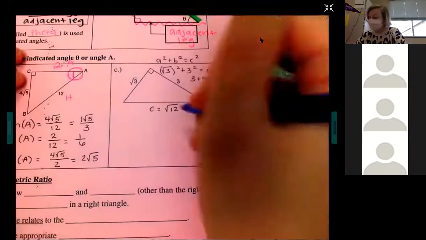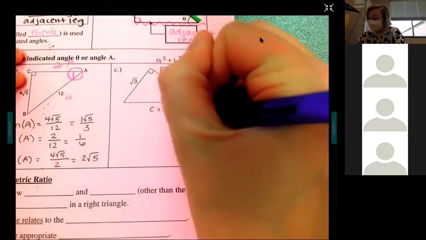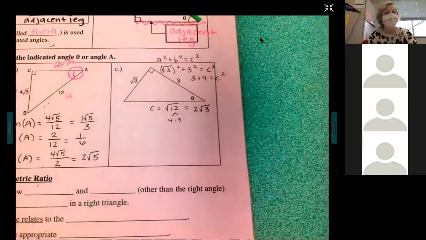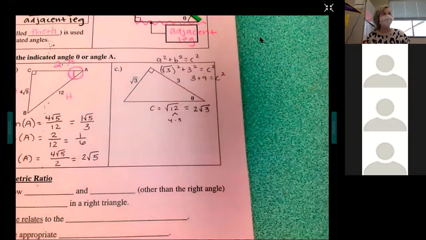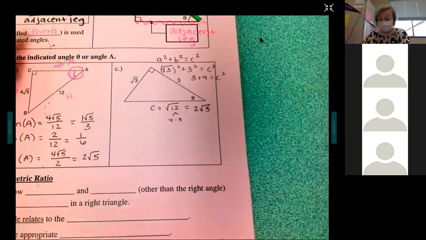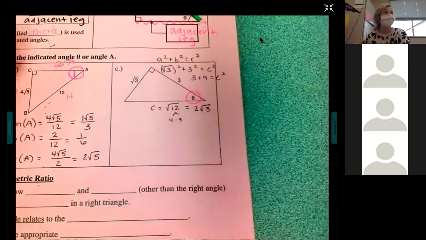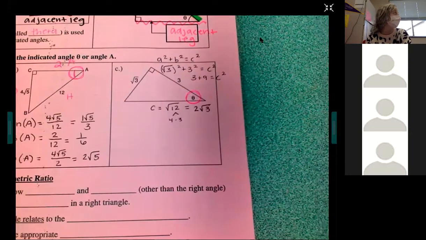So just to review, 12 breaks down into 4 times 3, and the square root of 4 is a whole 2. So now that you know the C side, step 1, what did you circle? Angle. If you're not circling your angle, you're going to struggle in a second. Circle your angle. I know you're probably like, why do I need to do that now? You're going to need to do it in a minute.